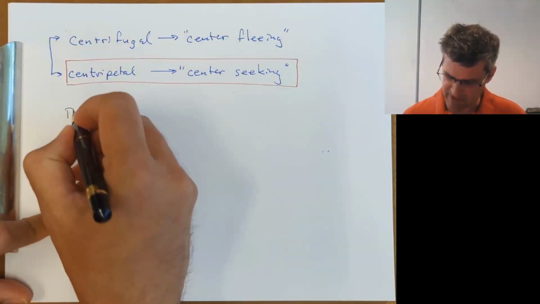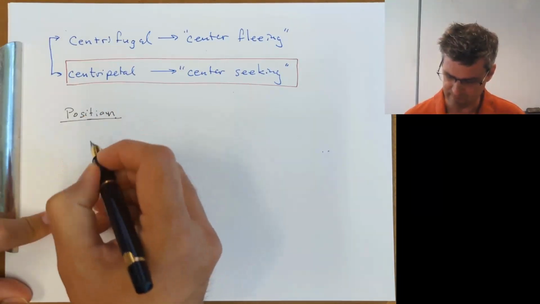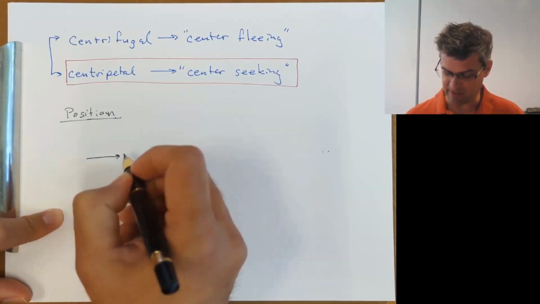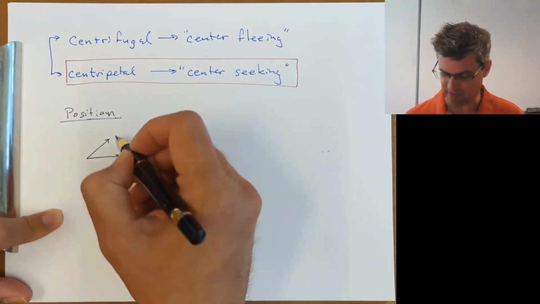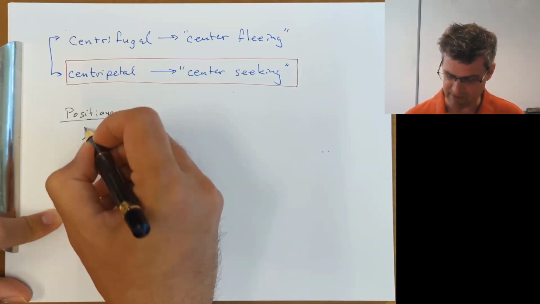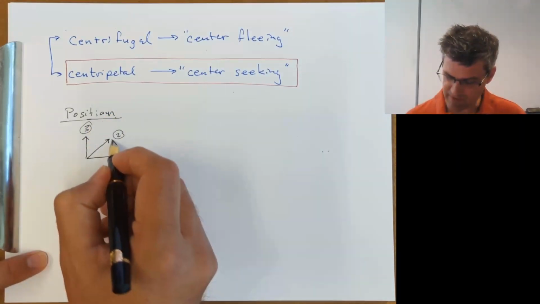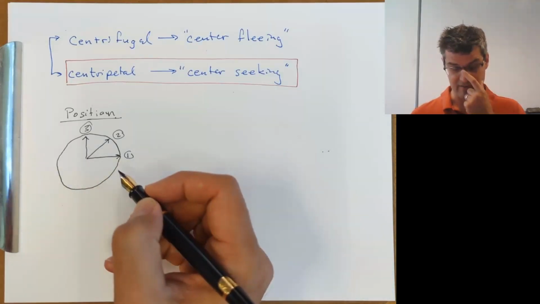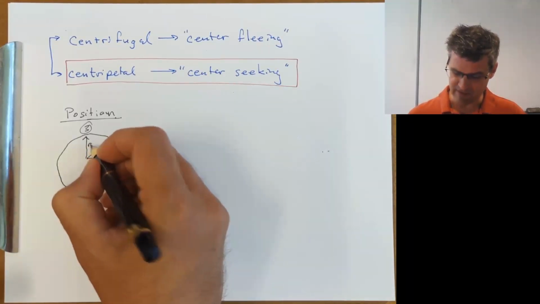So I see for position, I initially had some position that was to the right. I'll call that 1. Then I had some position that was up and to the right. I'll call that position 2. And then I had some position that was directly up. I'll call that position 3. All of these positions reside on a circle. And the radius of this circle is apparently a constant. It's always a distance r away.